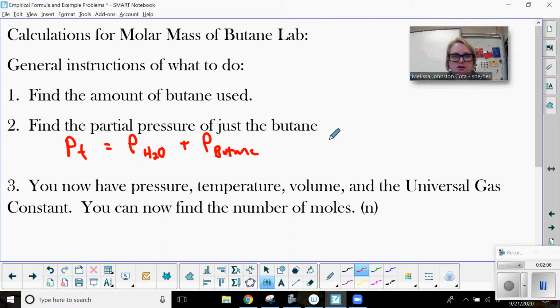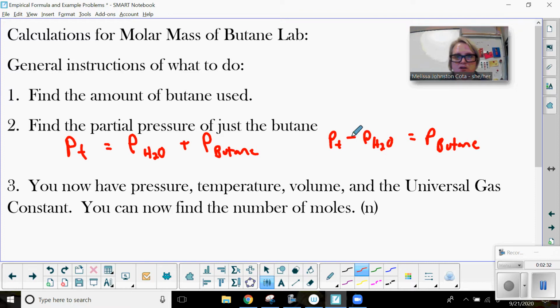So I'm going to rearrange this: the total pressure of the system is going to be subtracted by the pressure of the water to get the pressure of just the butane.